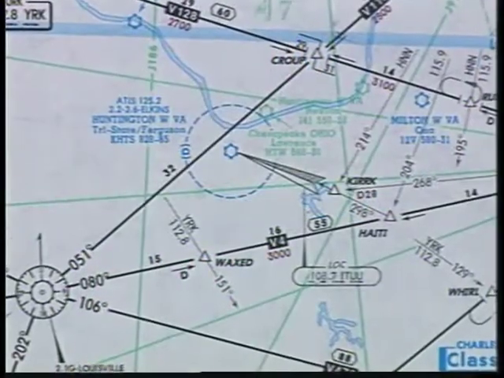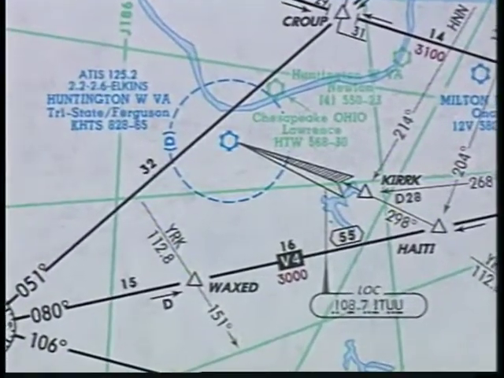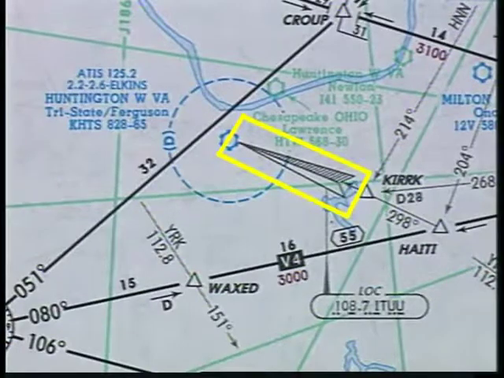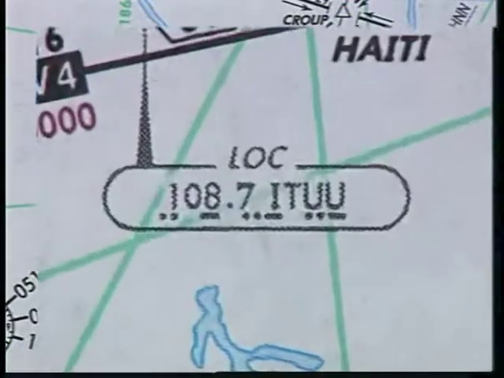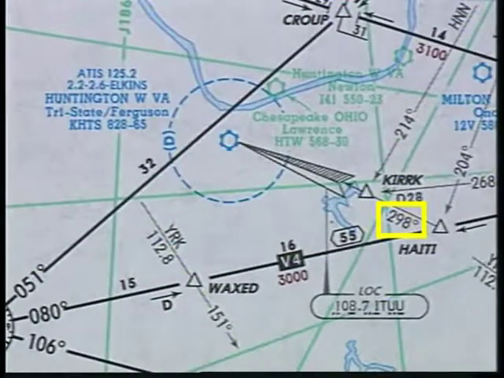A localizer facility is shown on the Enroute charts only if it performs an ATC function, such as identifying a fix, and is noted with a half-feathered arrow. In this case, Kirk is the intersection. The localizer frequency, identifier, Morse code, and the inbound course are shown.